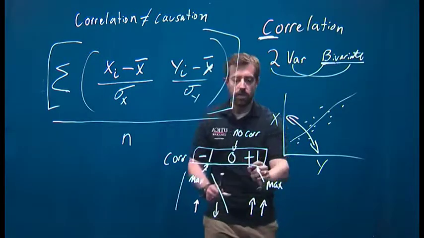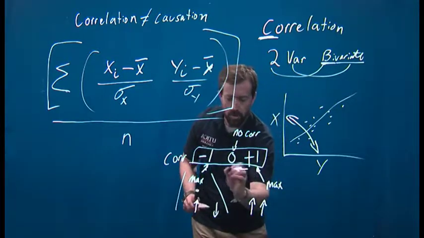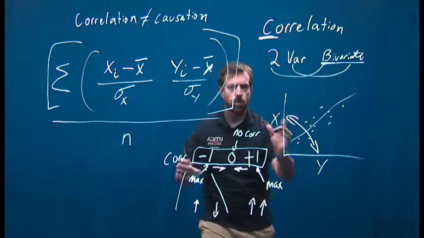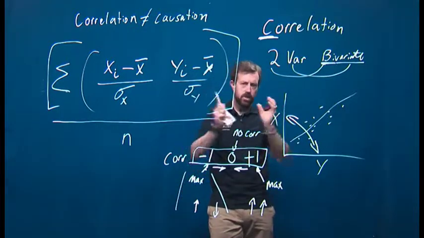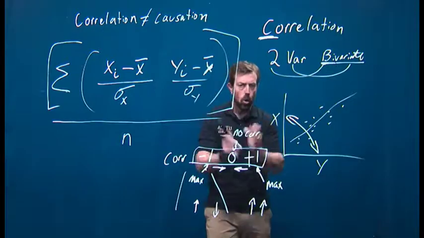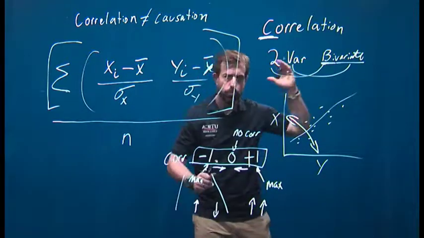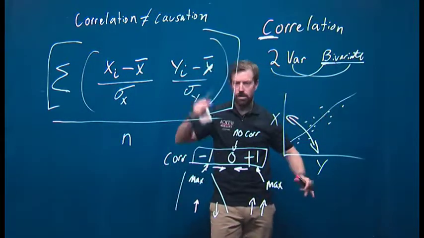And the other thing we want to know is that the closer it gets to 0, the less the relationship. So 0 means no relationship, no correlation. And the positive one means positive relationship, and the negative one means negative.